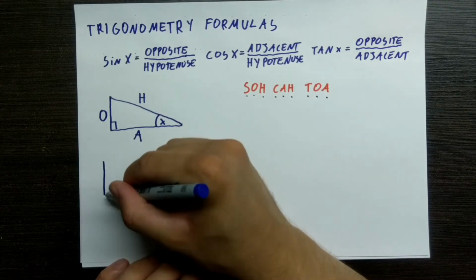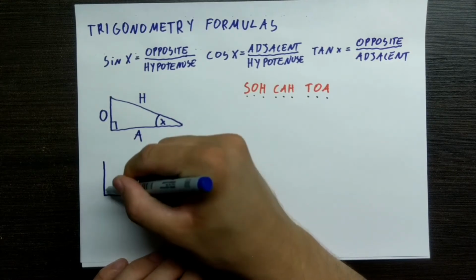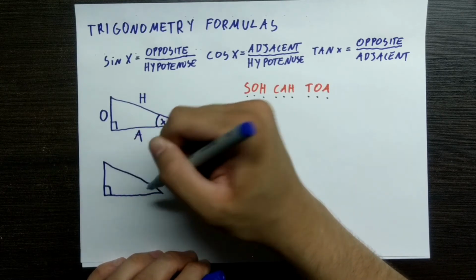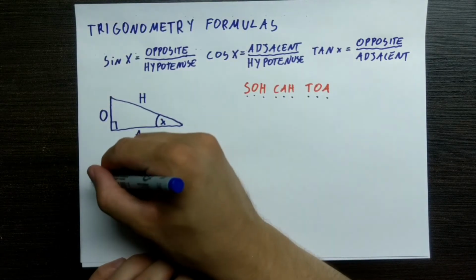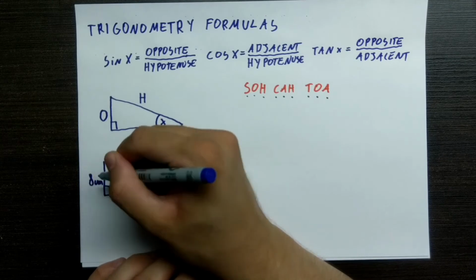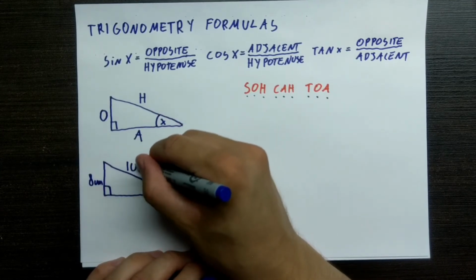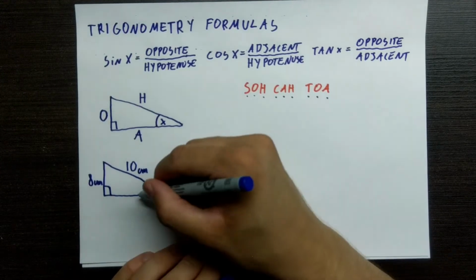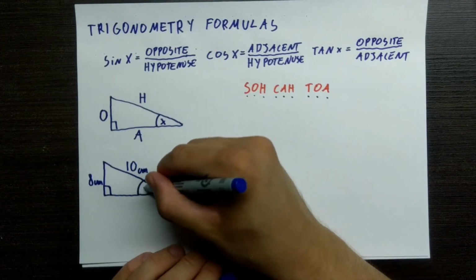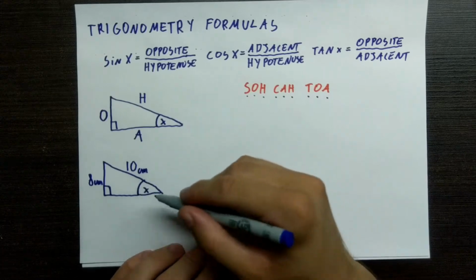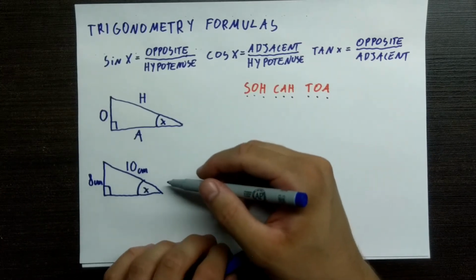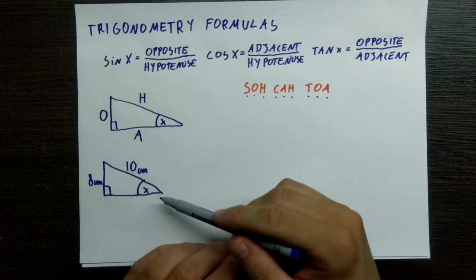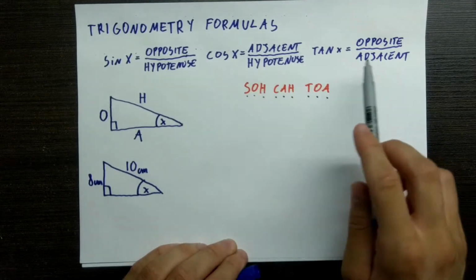So we have a triangle like this. Again, a right angle triangle goes something like this. And we know that this side is 8 centimeters long, and this side we know is 10 centimeters long. And this is an angle we don't know. This is angle X that we need to figure out. Okay, so if we want to figure out the angle, which formula are we going to start with?